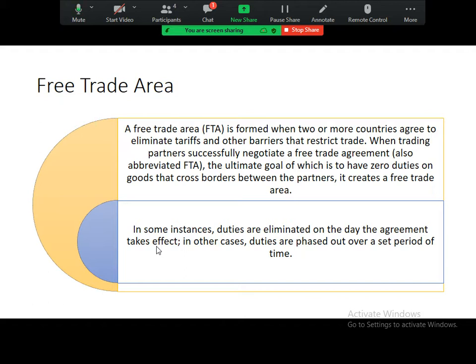FTA is formed when two or more countries agree to eliminate tariffs and other barriers that restrict trade. When trading partners successfully negotiate a free trade agreement, the ultimate goal is zero duties on goods across the borders between the partners. It creates the free trade area. In some instances, the duties are eliminated on the day the agreement takes effect. In other cases, duties are phased out over a set period of time.